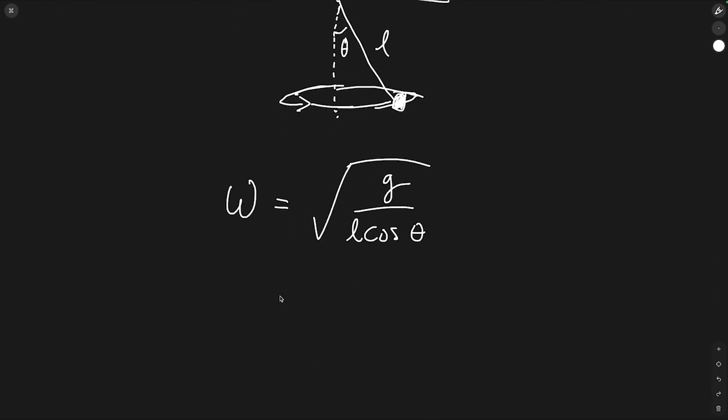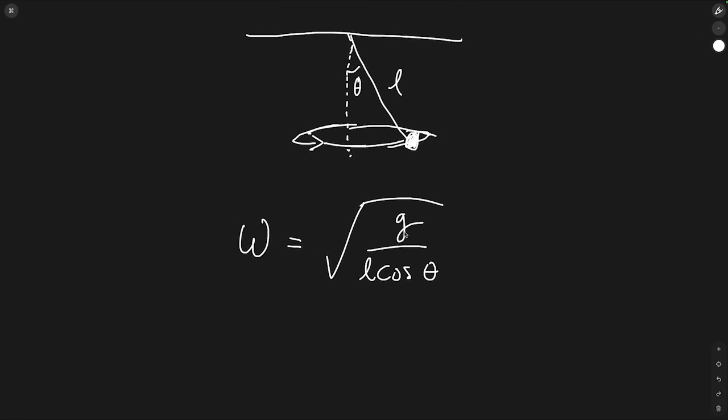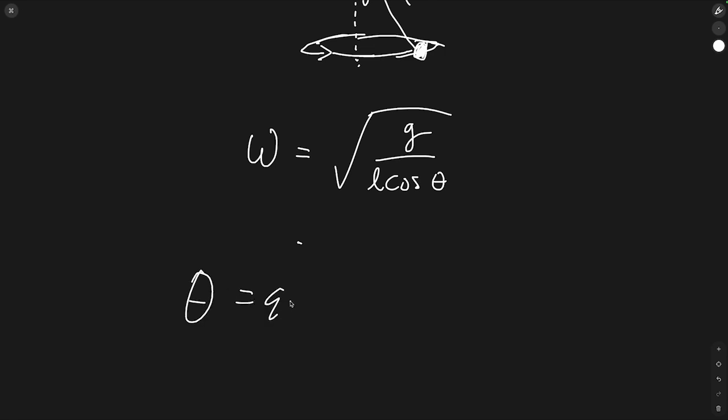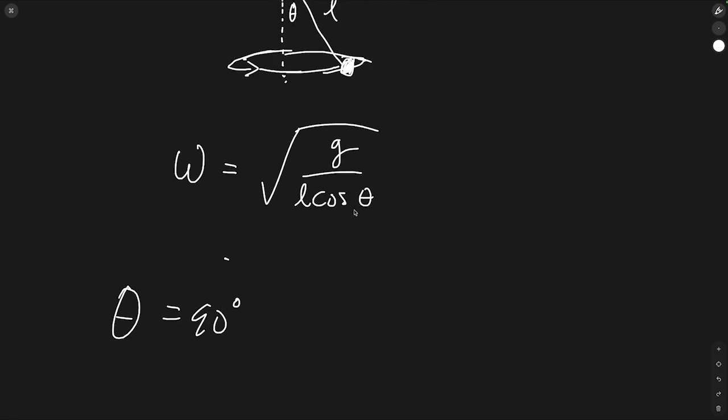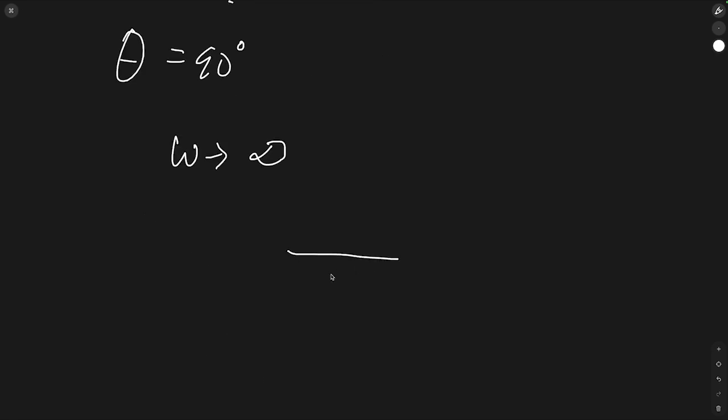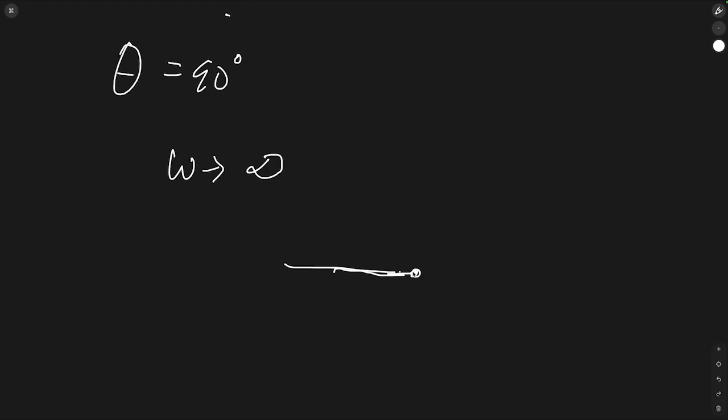So what are some limiting cases? Well, what if theta went to 90 degrees? What if you're dealing with something like this? Cosine of 90 is 0, which means that omega would go to infinity. I think that makes sense. Your pendulum would look like that, and your circle would look like this, and in order for this to never flop down, you'd have to spin it infinitely fast.